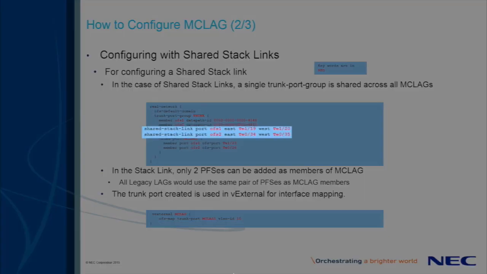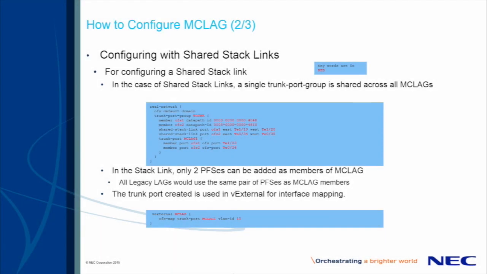Also illustrated is the configuration for the shared stack links, which are required to enable MC-lag between the two OpenFlow switches. With the configuration shown, east port TE1/19 on OFS1 must connect to west port TE0/35 on OFS2. Also, west port TE1/20 on OFS1 must connect to east port TE0/34 on OFS2.